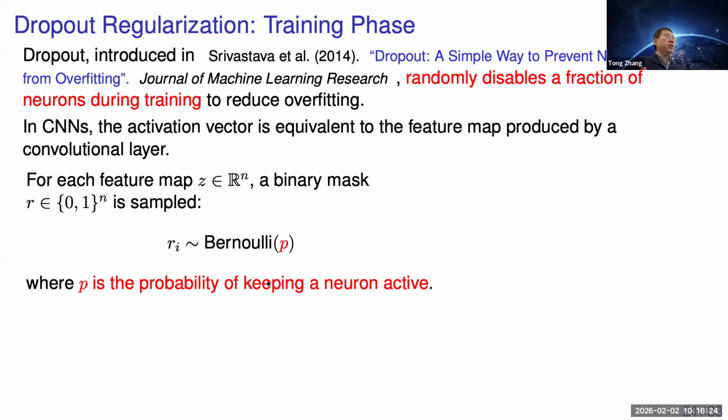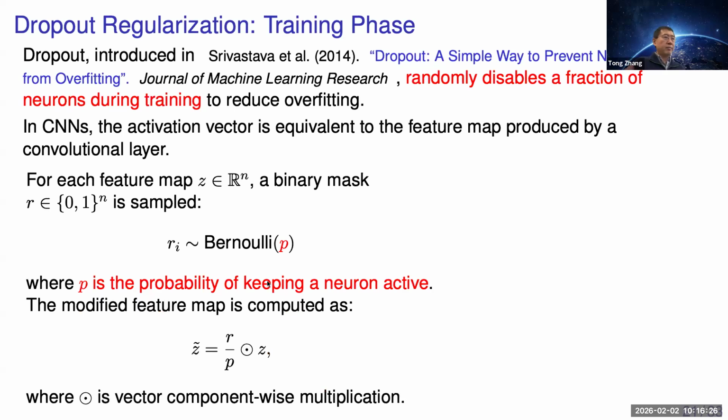P is the probability of keeping a neuron alive. You could make it a dead neuron. So what it does is this. The original paper uses R times Z, the masking. The PyTorch implementation uses R divided by P. So we will follow PyTorch.